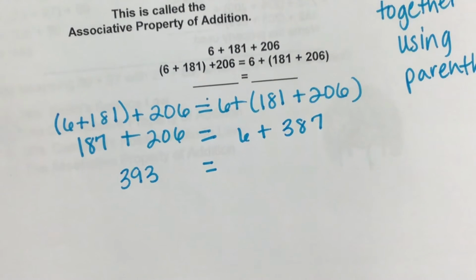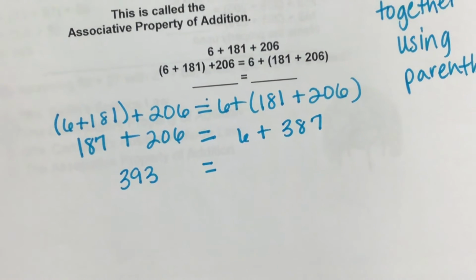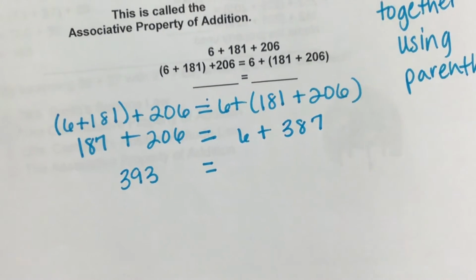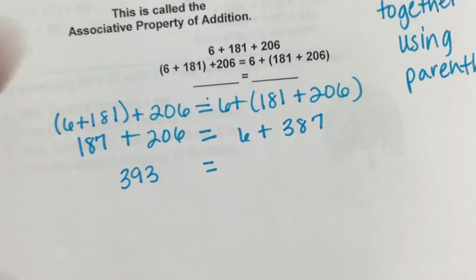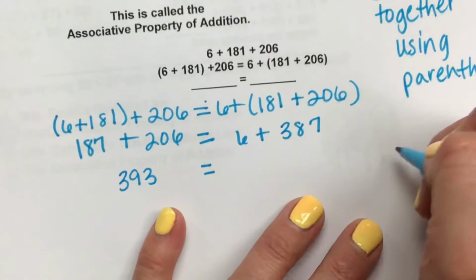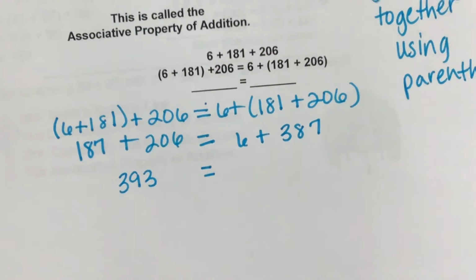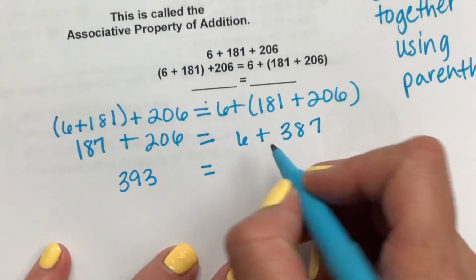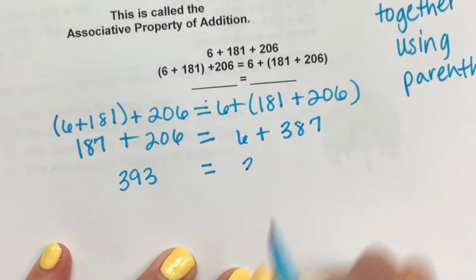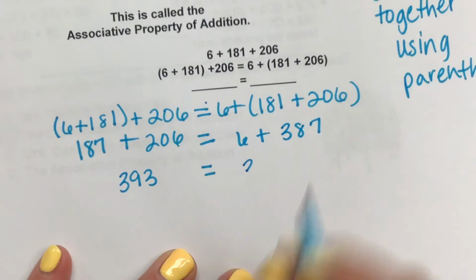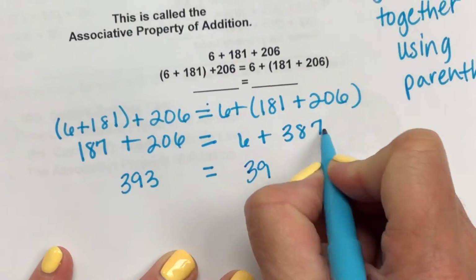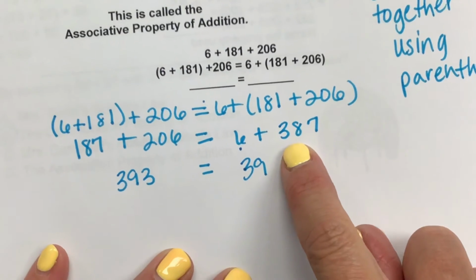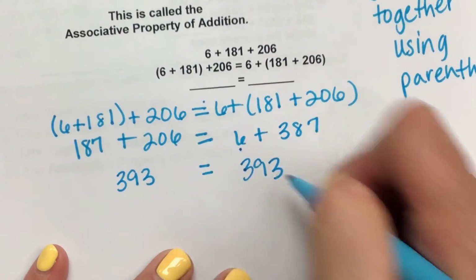What's 387 plus 6? Everyone should either have their hand up or be counting it off on their fingers or writing it down to figure it out. What's 387 plus 6? Gracie? 396. No. 390? 393. 7 plus 6 is 13. I can add 13 to 380. That's 393.